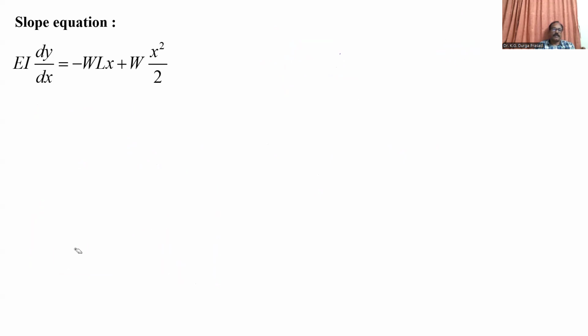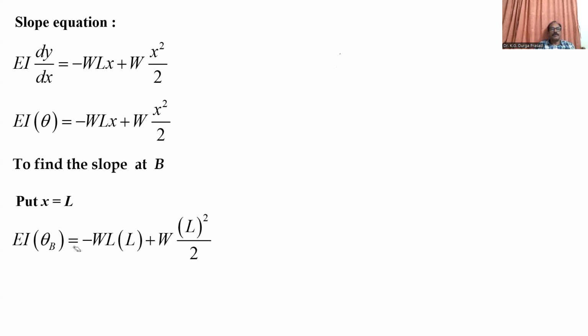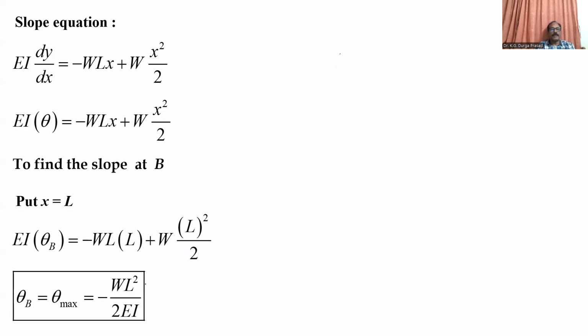Now you can understand easily: EI into theta, theta means slope, equal to minus WLx plus Wx square by 2. I want to find the slope at point B. That means here I want to substitute x equal to L. So EI into theta B equal to minus WL into L plus WL square by 2. Simplify this, we are getting the expression for slope at free end for a cantilever beam subjected to point load at its free end, right?